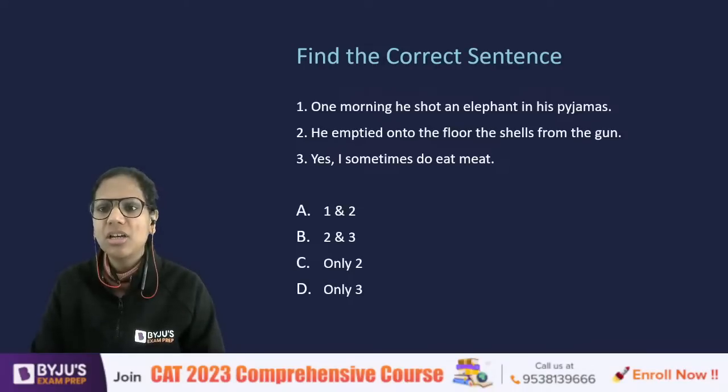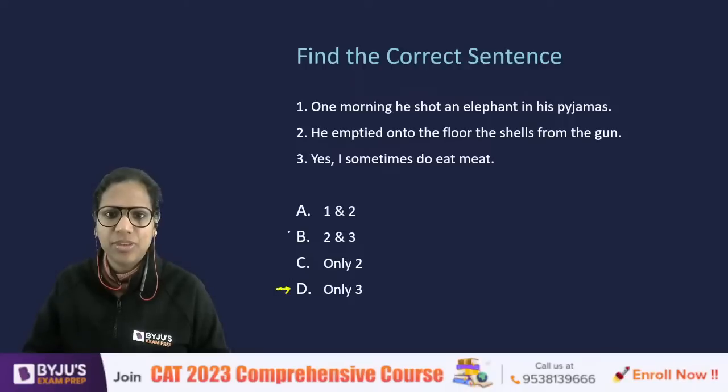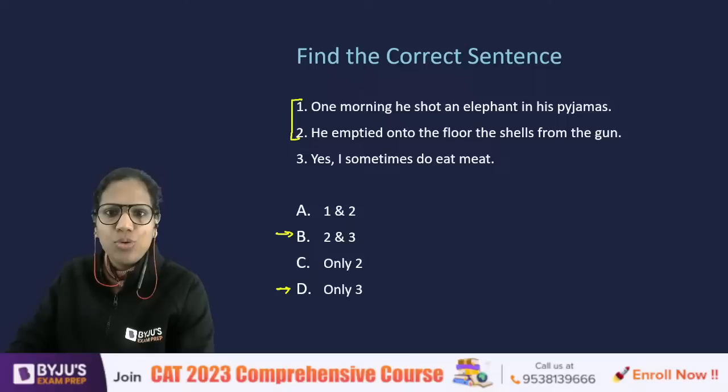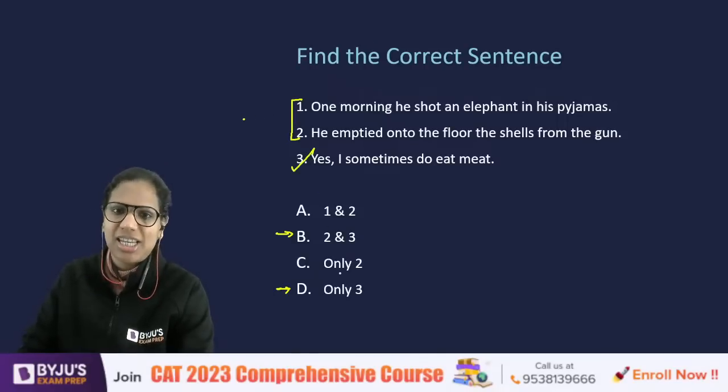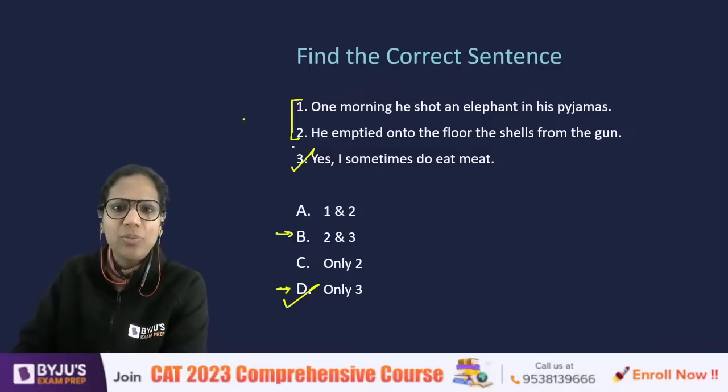Okay. So, in the English section, what is your score? Can you tell me? D, B, all right. Okay. So, both of these are incorrect. Both are incorrect. This is correct. Only three. D, Delhi is the answer. Let's look at why 1 and 2 are incorrect.